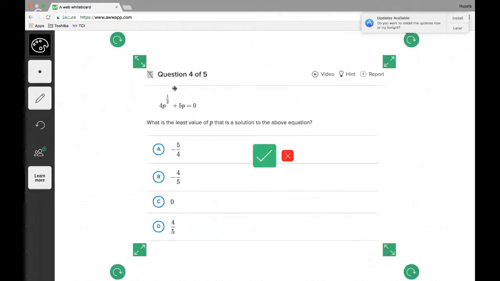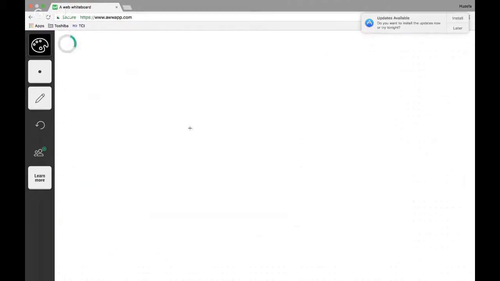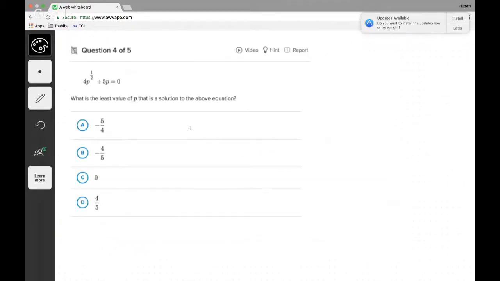All right, so now let's go to number 4. We've got 4p to the 1/2 power, I'm going to explain what 1/2 means in a second, plus 5p equals 0. What is the least value of p that is a solution to the above equation? Why are they saying least value? Because there's probably going to be two values for p, is my assumption. We'll see if that's true.